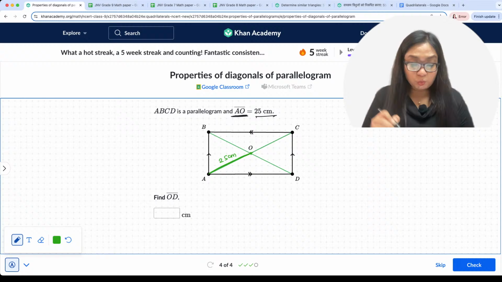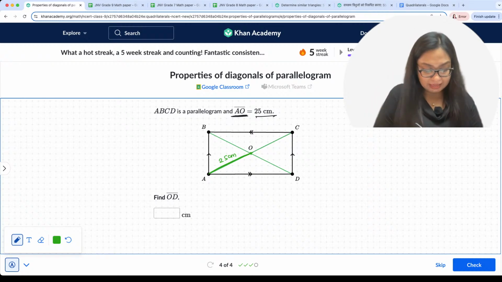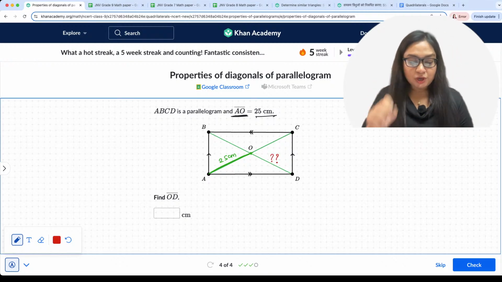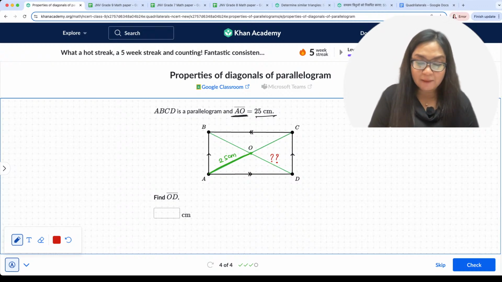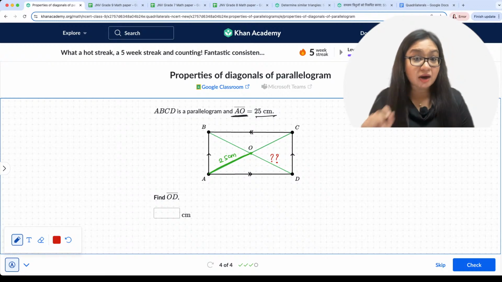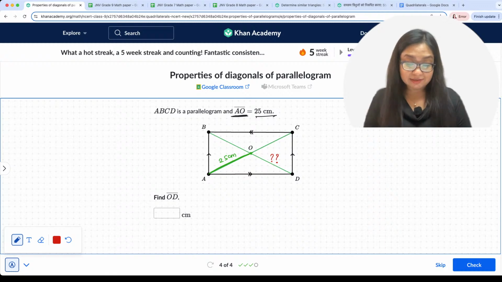Now, we have to find out OD. OD is this particular length, right? OD is this particular length. So, do you see that here a parallelogram is given and here you can see that AO is a part of the diagonal AC, correct?